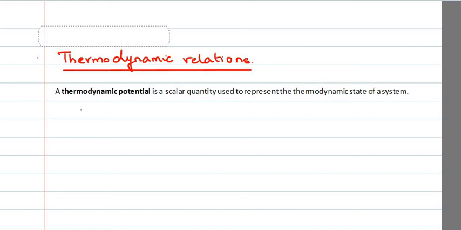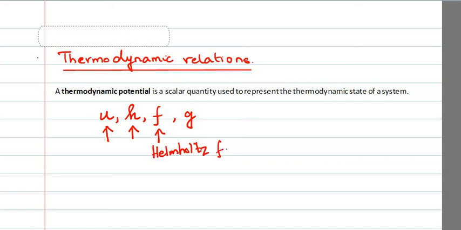So the thermodynamic potentials that are commonly used are U, H, F and G. So this U is the internal energy and H is the enthalpy, F is the Helmholtz function, and G is the Gibbs function.